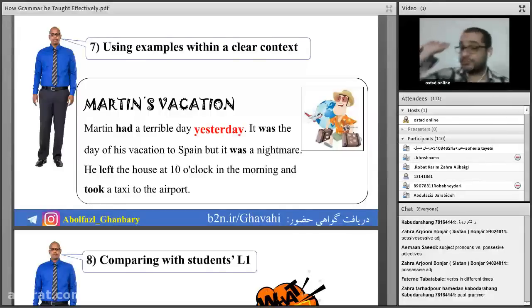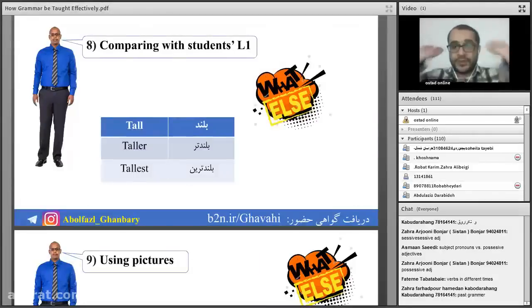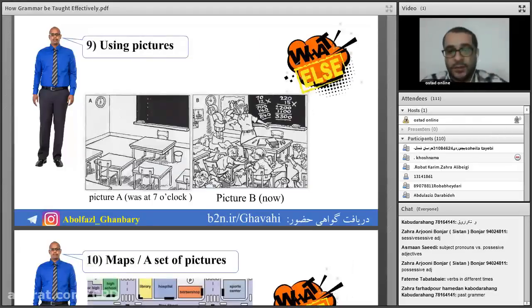Again, gesture, body language as a gesture can aid us. When you point backward, it means you're talking about the past. Now, future. Again, these actions can aid us. The next one is comparing with L1. Comparing with L1. Tall, taller, tallest. بلند، بلندتر، بلندترین. That's it.